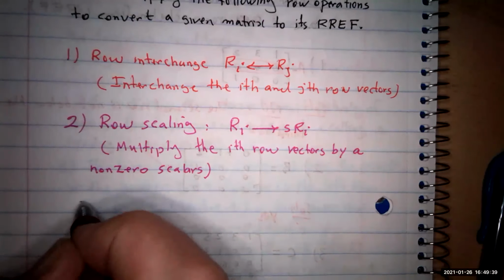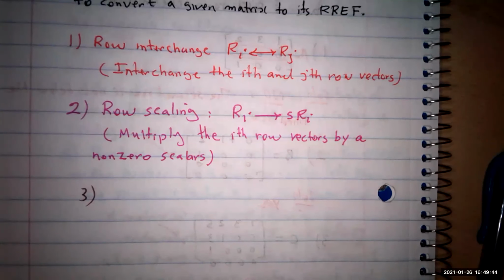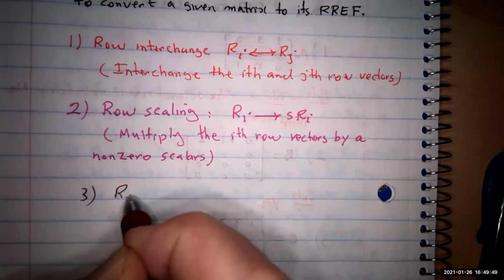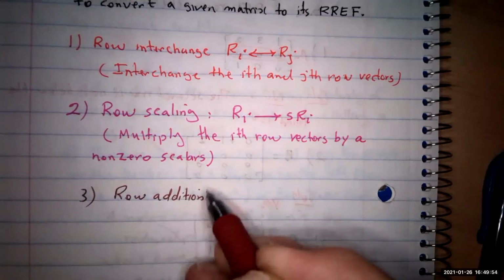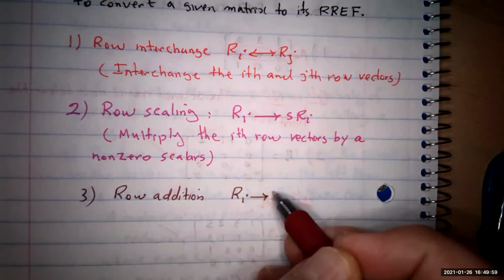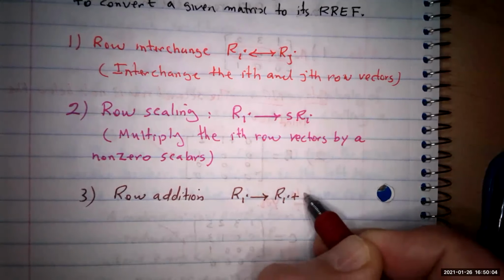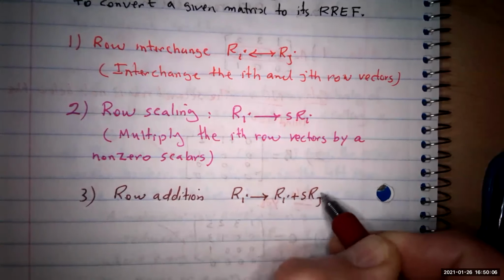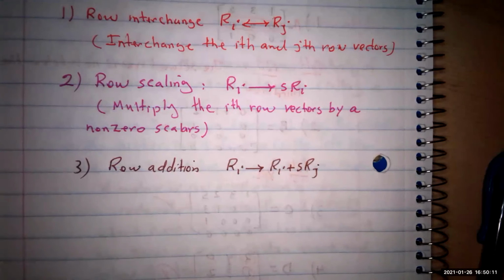The third one, we may add or subtract the rows. We multiply one of them by 2 and add it to the other one. This is row addition. We take row Ri and replace it by Ri plus S times Rj. This adds a multiple of the j row vector to the i row vector of the matrix.